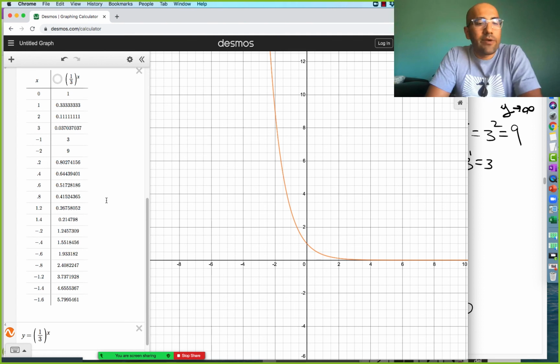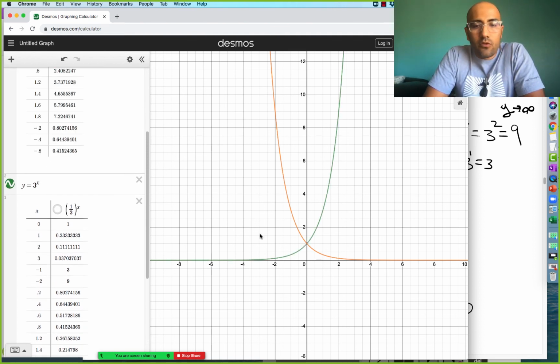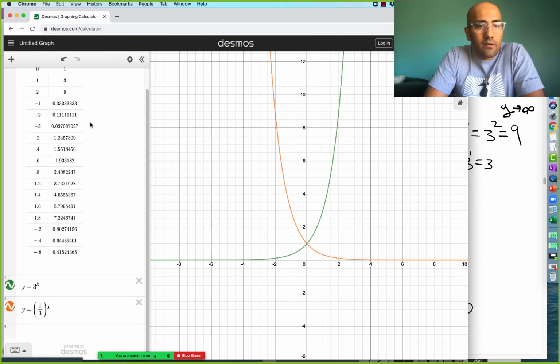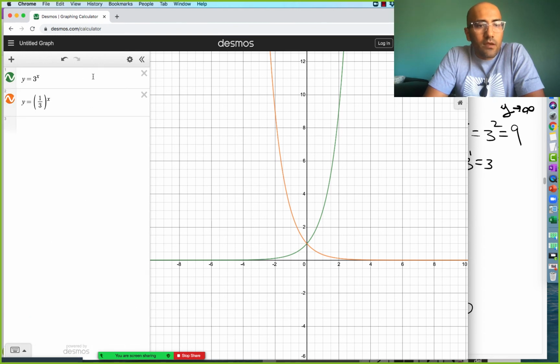And notice how it relates to the graph of 3 to the x power, right? The green one is 3 to the x power. The orange one is 1/3 to the x power. Good. Questions?